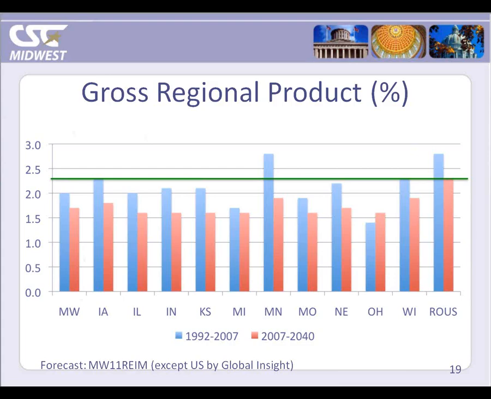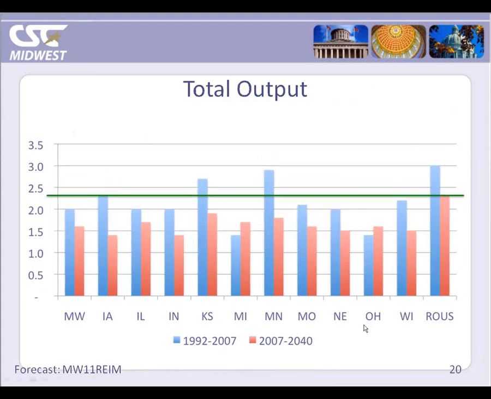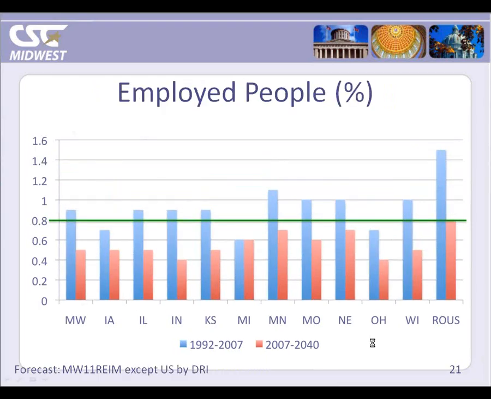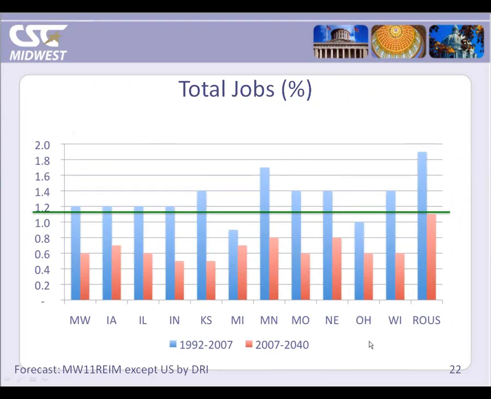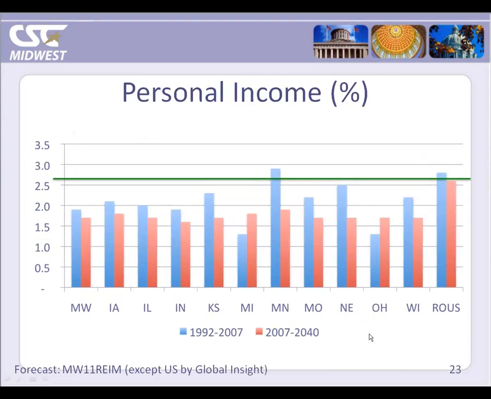As a whole with the green line, you can see that with the exception of Minnesota, all of these states either performed at or below the level of the U.S. over the period 1992 to 2007. And sadly, unless things change, the forecast suggests that our underperformance will be even more dramatic as we look ahead between 2007 and 2040. And the same thing is true for total output, the number of employed people, total jobs, and personal income.